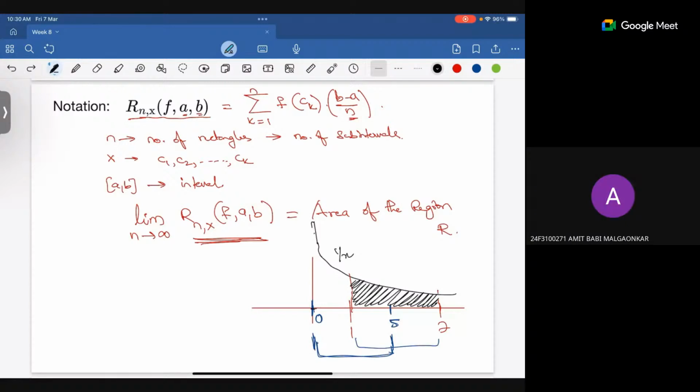Because x prime of t is v of t, right? So distance covered divided by time will give you velocity. So something like this. The area under the curve sometimes has significance, which is essential to compute.